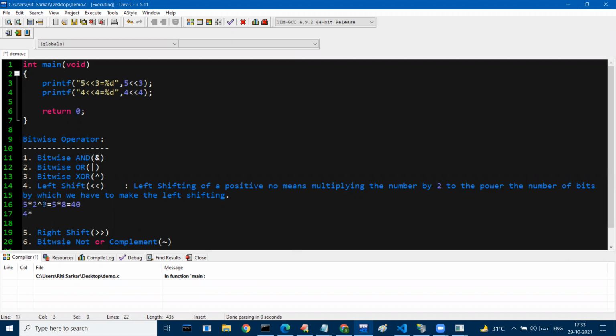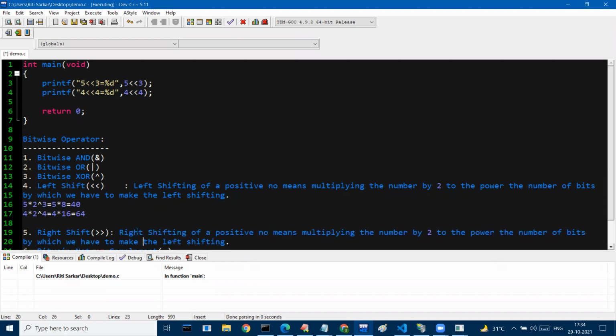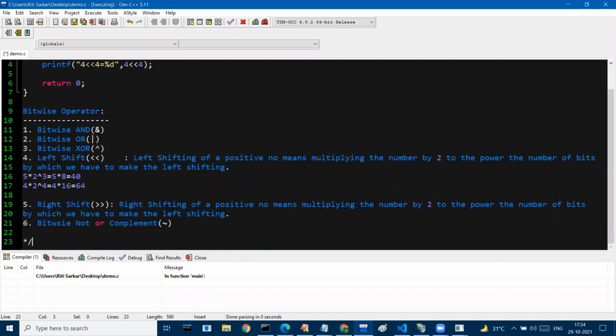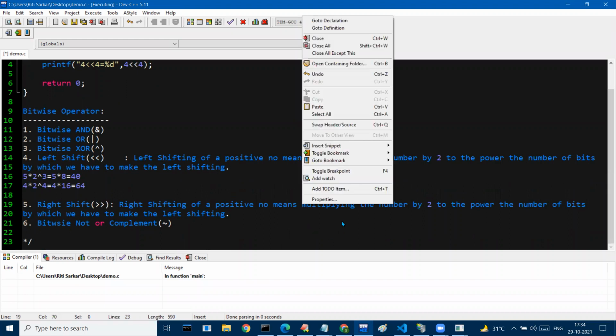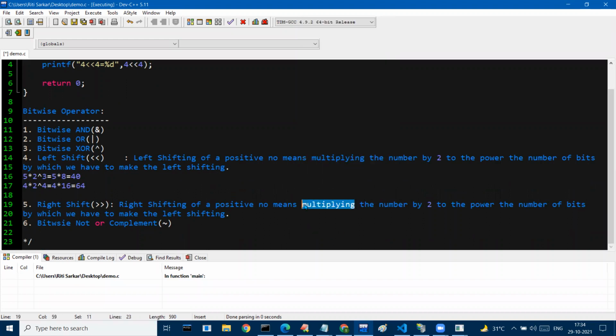With the same explanation, 4 into 2 to the power 4 becomes 4 into 16, and hence it is 64. Right shifting is exactly the same story. The only thing is that instead of multiplication, it becomes division. So positive number left shifting and right shifting is not a big issue. Very simple. It means dividing the number by 2 to the power the number of bits by which you have to make the right shifting.